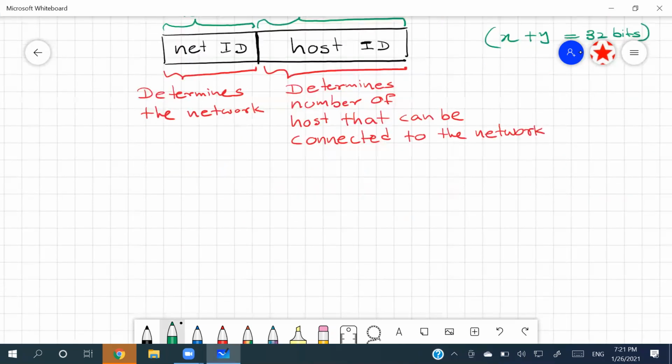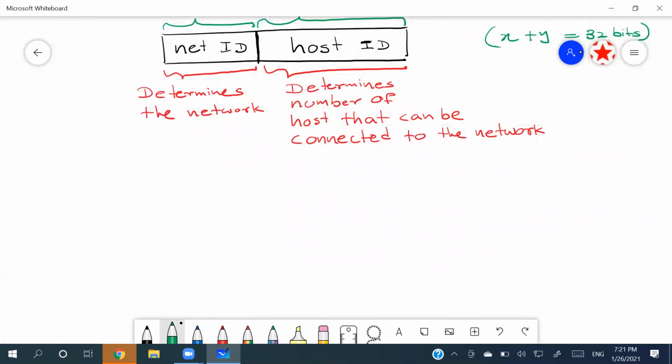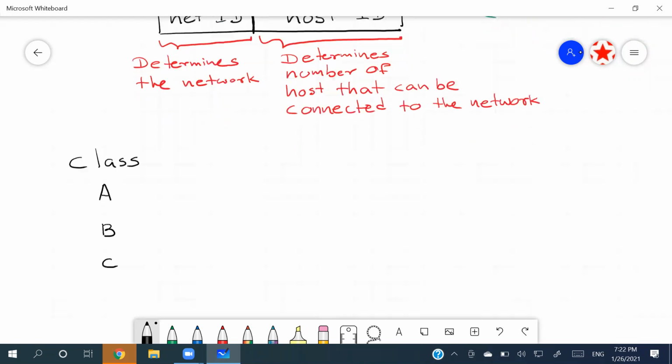So first let's recognize the classes. Now it is like this. There are 5 types of classes in the network field. They are recognized as A, B, C, D, and E.